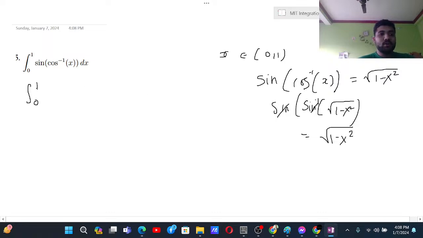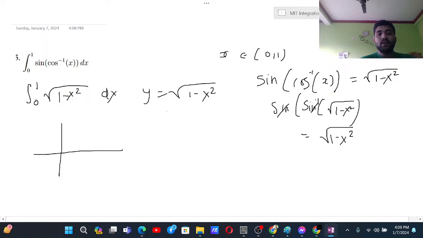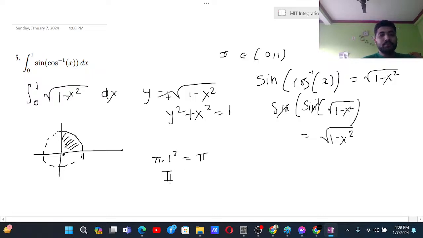And then this is integral from 0 to 1 of root under 1 minus x square dx. Now we have to find the area of the graph y equals root under 1 minus x square. And this is actually y square plus x square equals to 1, just the circle. And from 0 to 1, and also this is positive, this is not negative. So we just have to find this area. So the area of full circle will be pi times 1 square. That's pi. But area of quarter circle will just be pi by 4. So that's the answer, which is pi by 4.